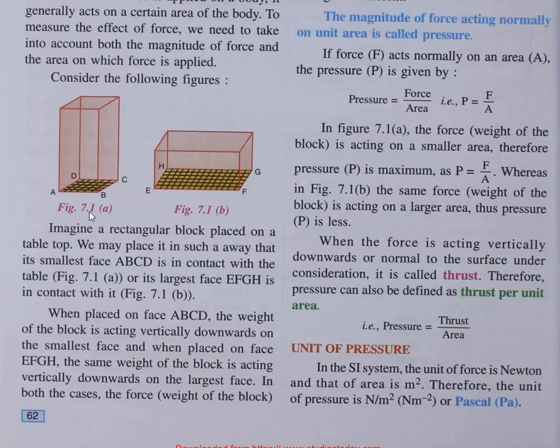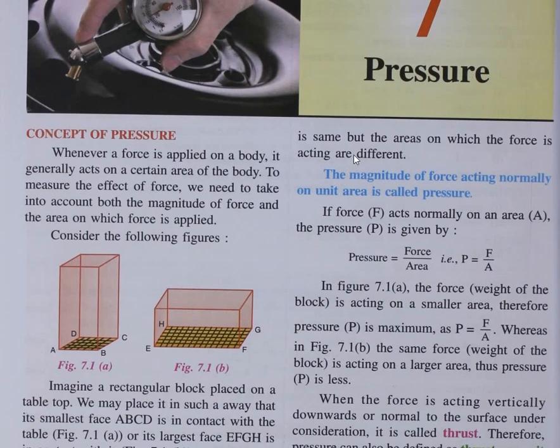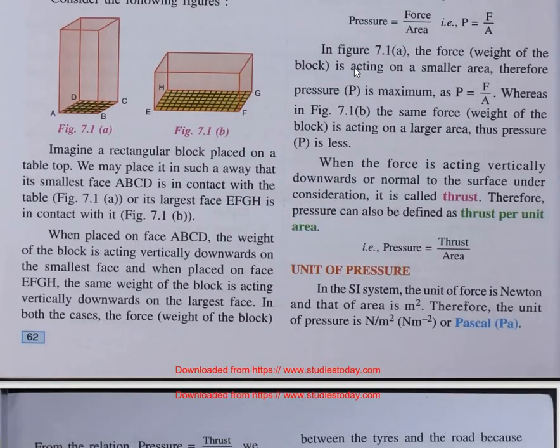So here in figure 7.1a, the pressure is applied in more quantity as compared to figure 7.1b. So, the magnitude of the force acting normally on a unit area is called pressure. If force acts normally on an area, the pressure is given by pressure equals force upon area. If we want to find how much pressure is applied on a particular object, we need to divide force by the area. So here it is given like this.